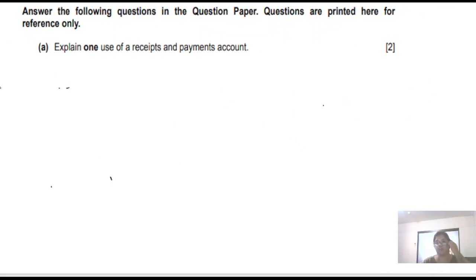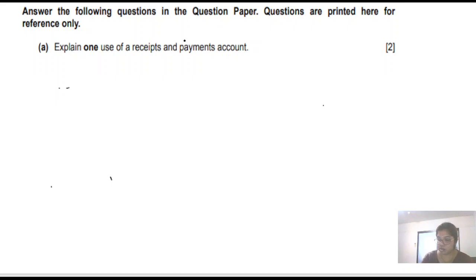answer the following question in the question paper. Questions are printed. This is the line from your past year paper. Part A is: explain one use. They want you to explain any one use of the receipt and payment account. So what are the uses of the receipt and payment account?